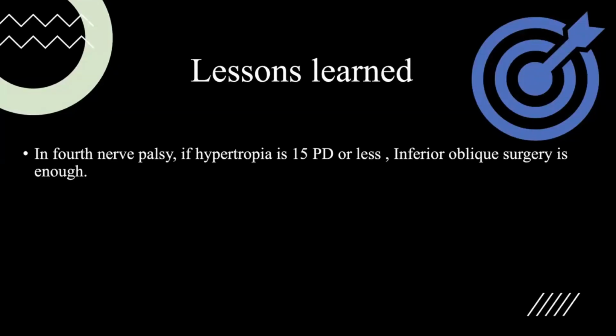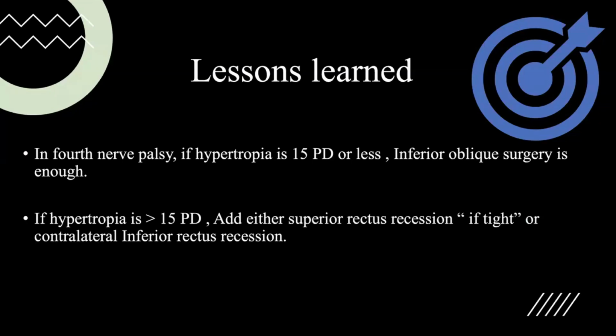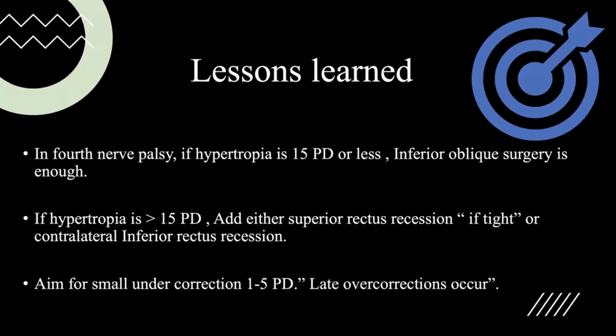So lessons learned in fourth nerve palsy, if the hypertropia is 15 prism diopter or less, inferior oblique surgery is enough to correct the hyperdeviation. But if the patient is having larger hyperdeviation, more than 15 prism diopter, you need to do two muscles, whether to do inferior oblique plus SR in the same eye or doing contralateral inferior rectus as I explained. And always in such cases, aim for small undercorrection. Never aim for overcorrection. Aim for small undercorrection, 1 to 5 prism diopter, and remember, late overcorrections occur.